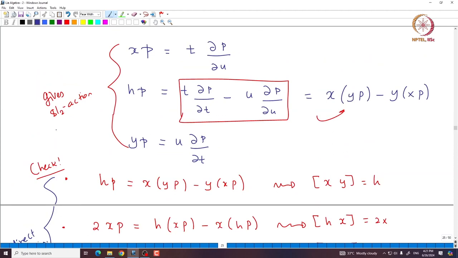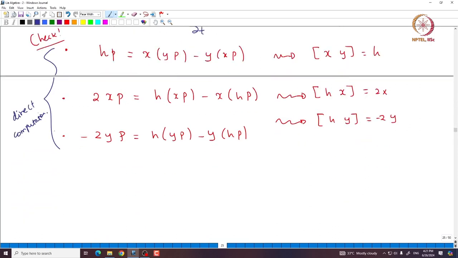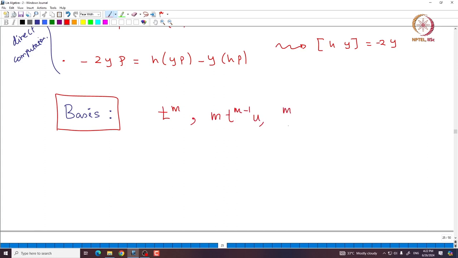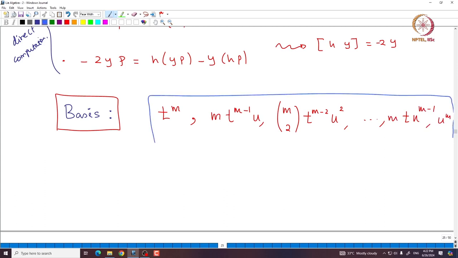But what is interesting indeed, if we take, for example, this particular type of basis, okay. So, we are taking a modified basis, and then we have the following formulas using that basis. So, we take t power m and then m times t power m minus 1 u, then m choose 2 t power m minus 2 u square and so on, then m times t times u power m minus 1 and then u power m. So, you take all these elements, there are m plus 1 elements. So, you know that this is just a constant multiple of the earlier basis.